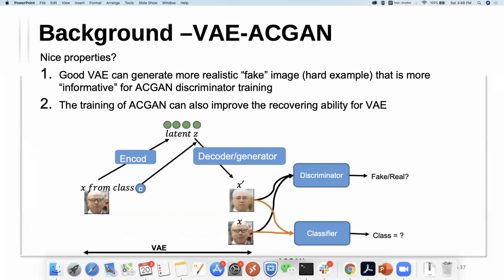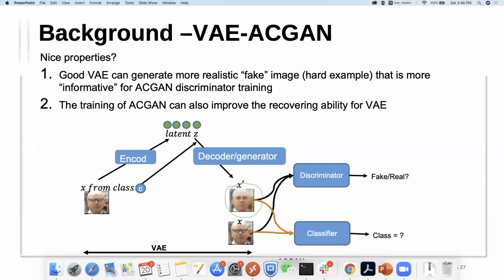I agree. That's my first point, because I think a good VAE can generate hard examples for the GAN, hard examples for the discriminator, because this image will look more real. So your point is that it can generate a harder example for the discriminator, but an easier job for the generator. Right, because you share the decoder generator with the VAE. The point is that it will create a balance between the discriminator and the generator. And what do you mean by more informative? Informative for AC GAN, a hard example. Okay, I get the point.